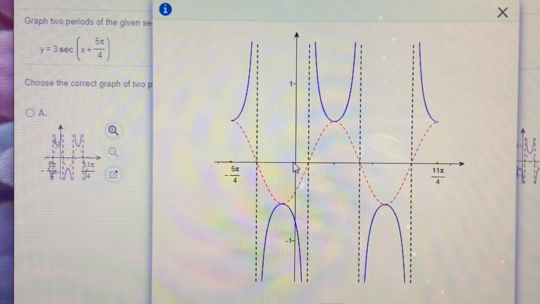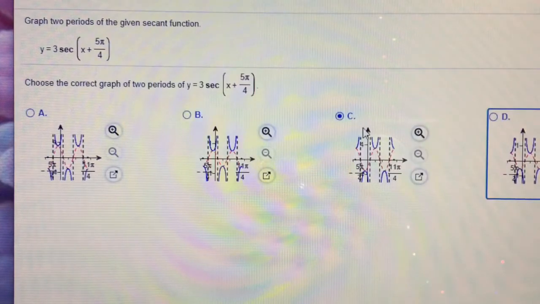Notice it says 3, but choice D only goes down to negative 1/2. The amplitude is off for choice D. So that's an easy pick, choice C.